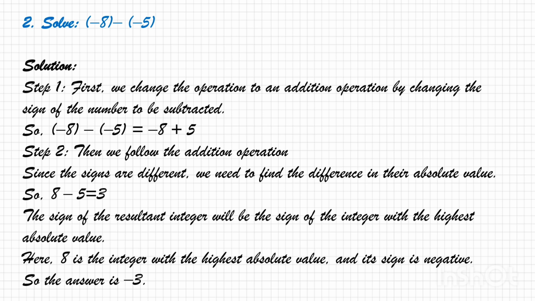Step 2. Then we follow the addition operation. Since the signs are different, we need to find the difference in their absolute values. So 8 minus 5 is equal to 3. The sign of the resultant integer will be the sign of the integer with the highest absolute value. Here, 8 is the integer with the highest absolute value and its sign is negative. So the answer is -3.